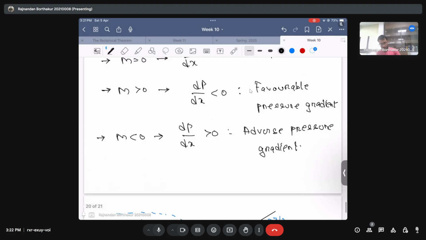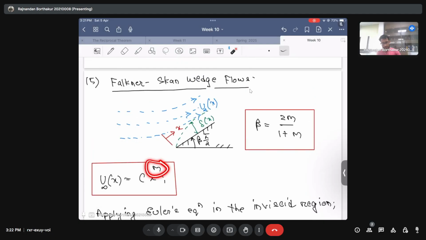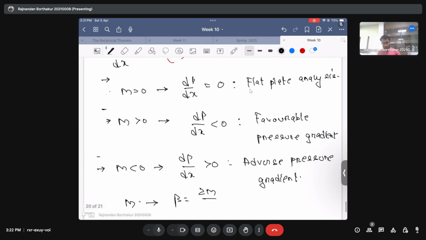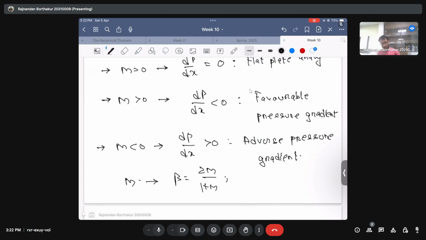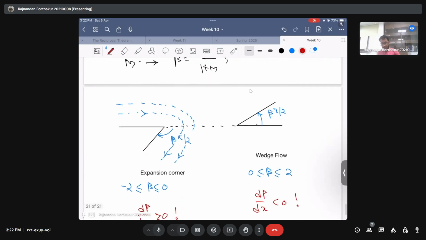Recall that your m, which comes in the flow profile, is related to the wedge angle, and this again comes from the potential flow theory. So once you know m, you basically know beta: beta is nothing but twice m by 1 plus m. And once you know m, you also know how the pressure gradient is going to behave, whether it is going to be an adverse pressure gradient or a favorable pressure gradient. For example, see this scenario.